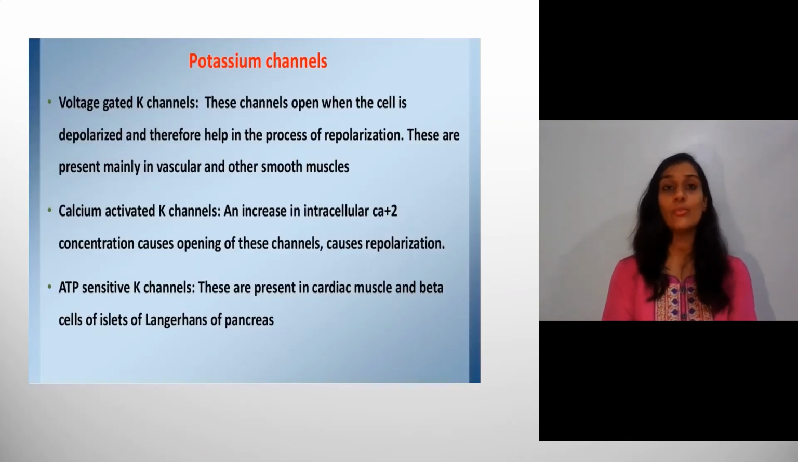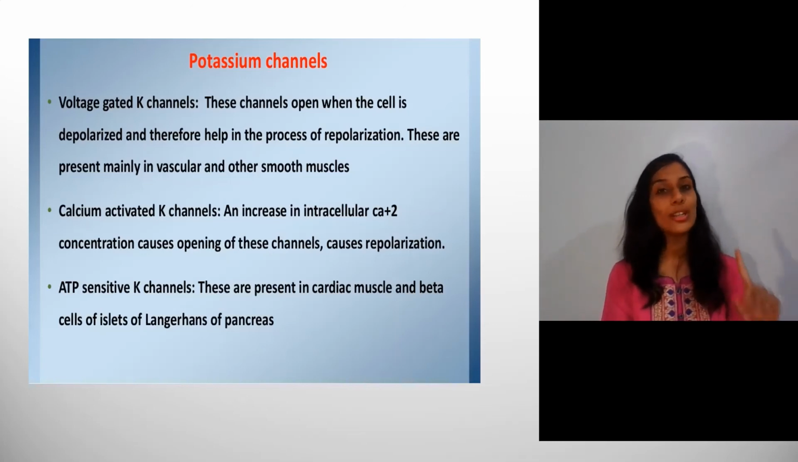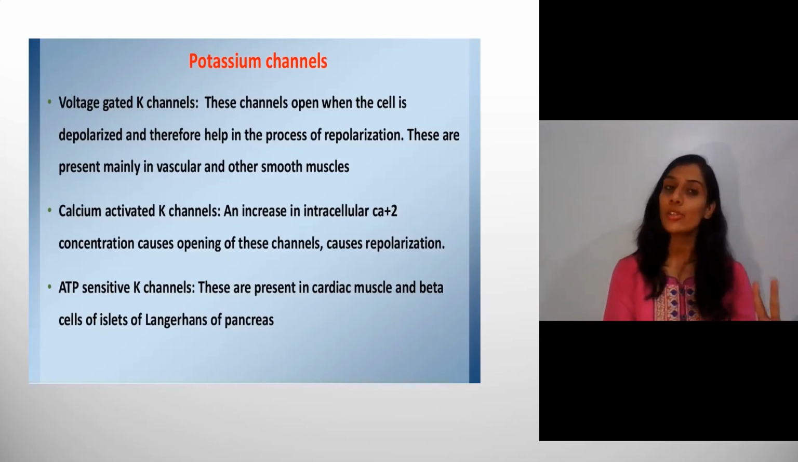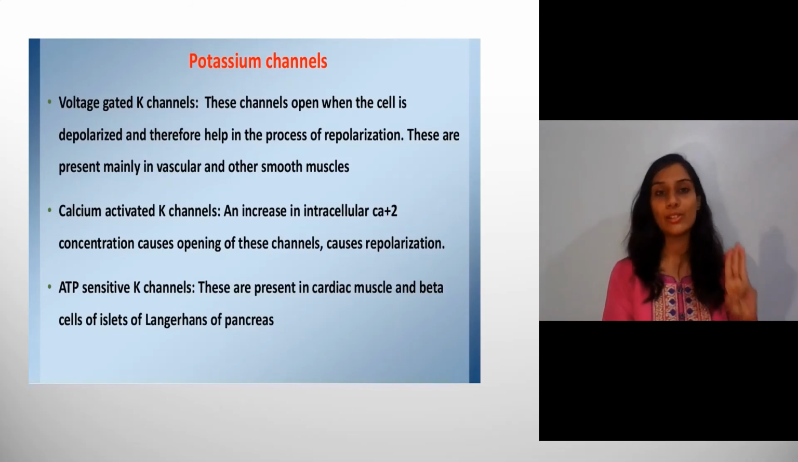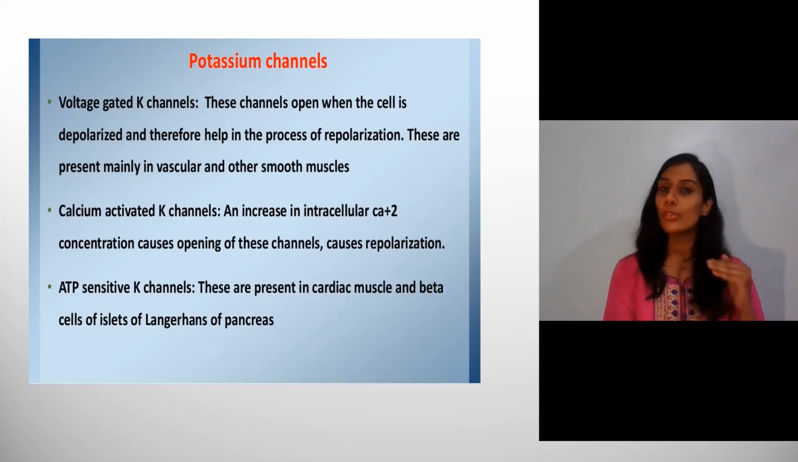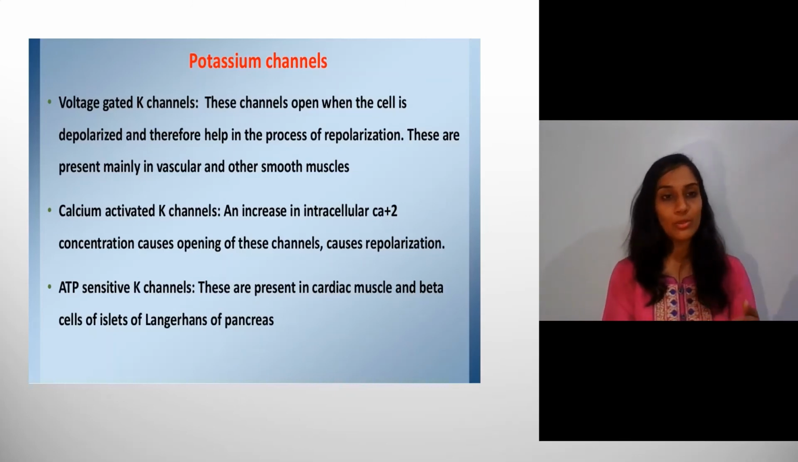The next is potassium channel openers, right? Now there are three types of potassium channels. First is voltage gated potassium channel, second is calcium activated potassium channel, and third is ATP sensitive potassium channels. In voltage gated potassium channels, these channels open when the cell is depolarized and therefore it helps in the process of repolarization. They are mainly present in vascular and other smooth muscles.